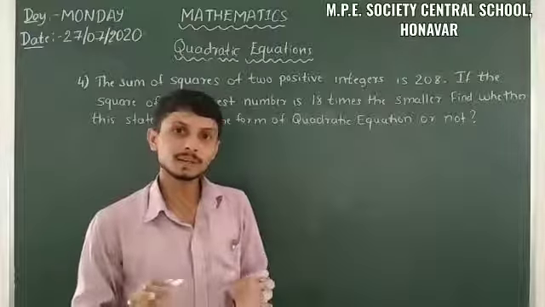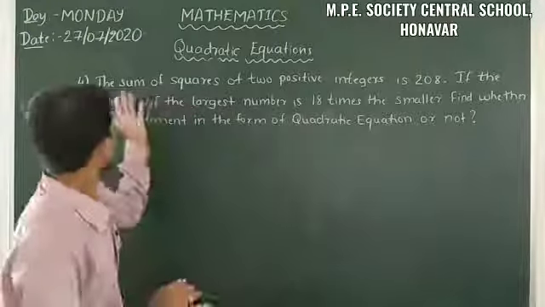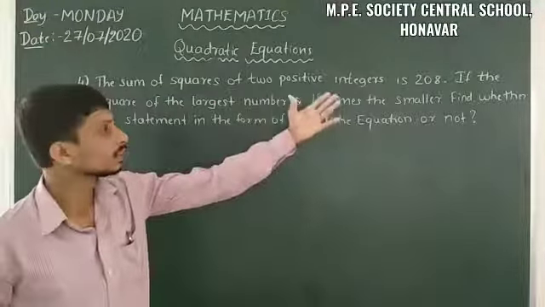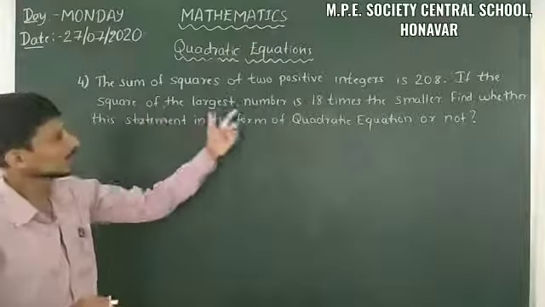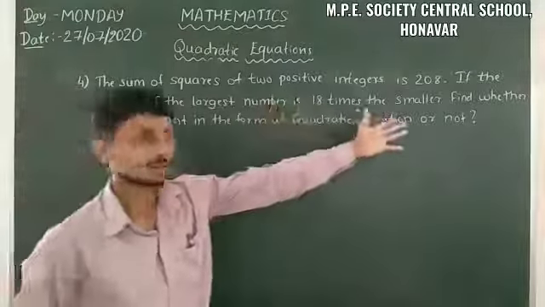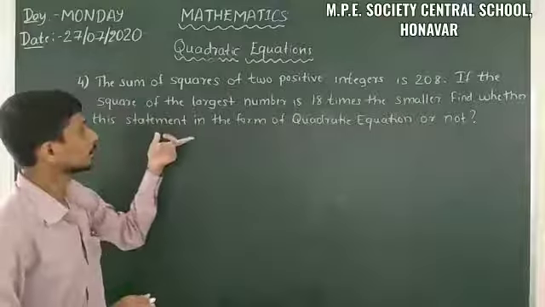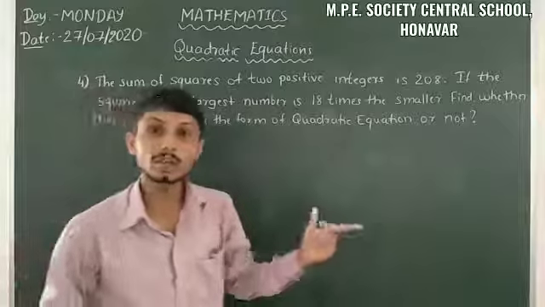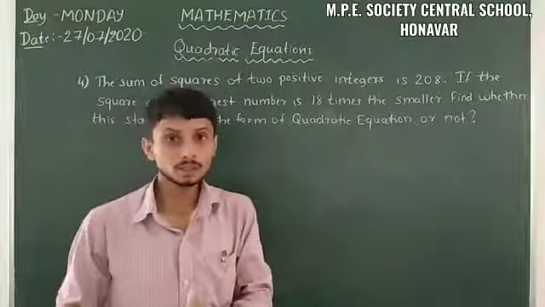The next problem tells us that the sum of squares of two positive integers is 208, if the square of the largest number is 18 times the smaller. Find whether this statement is in the form of a quadratic equation or not. So here also we have to check whether it is a quadratic equation or not.